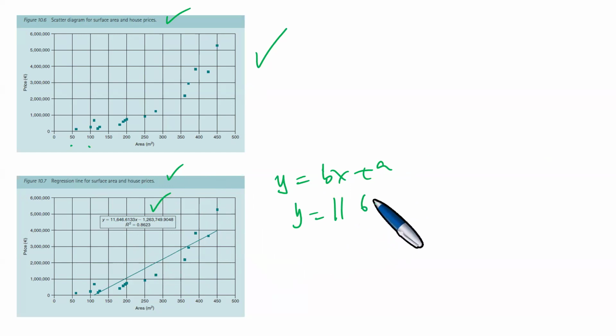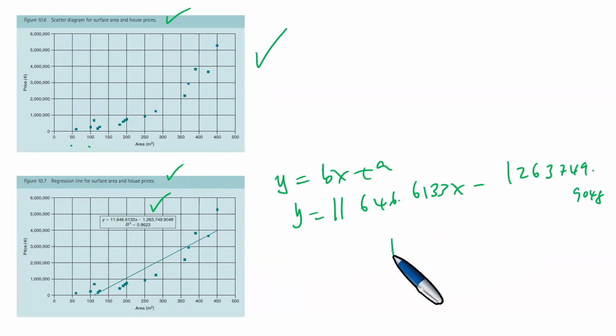So here is the regression line for surface area. Written in the Excel form, it's bx plus a. So the regression line is 11646.6133x minus 1263749.9048, and therefore r squared is 0.8623.